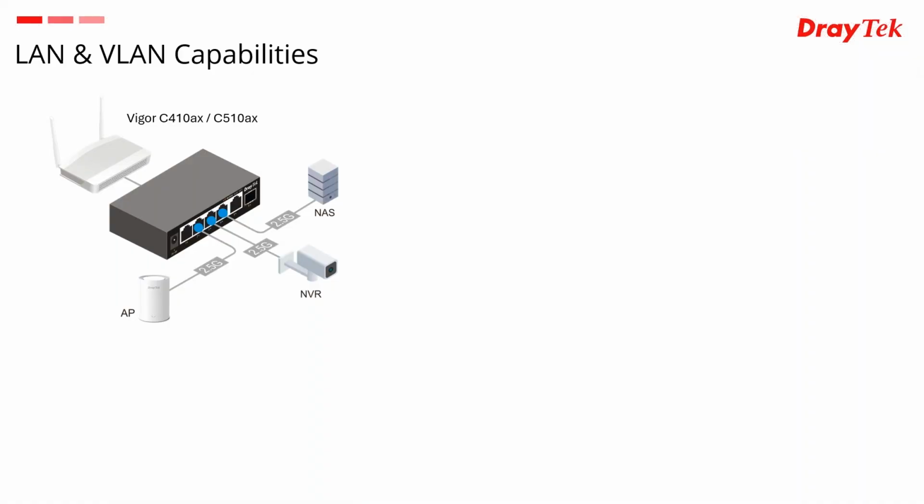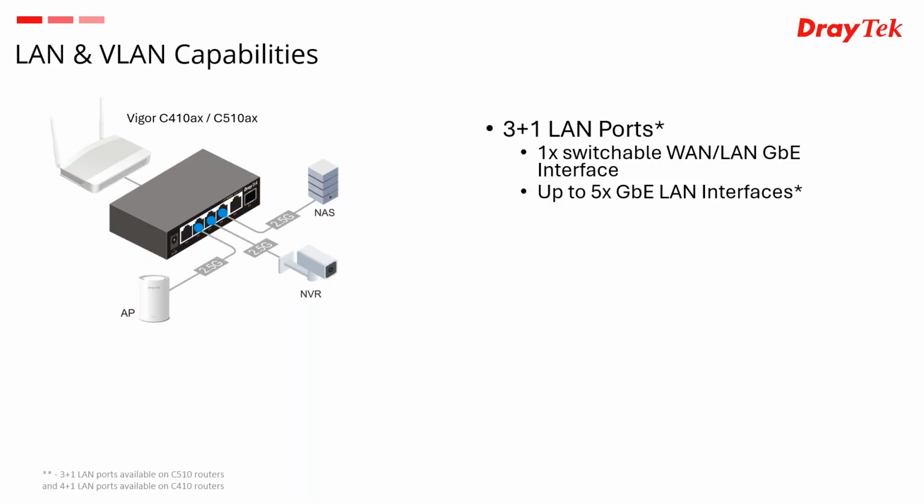But what about the LAN and VLAN capabilities? That's another great option available on C410 and C510 routers, because we have 3+1 LAN ports available, or 4+1 on C410 routers. So one of the interfaces can be set to WAN or LAN.